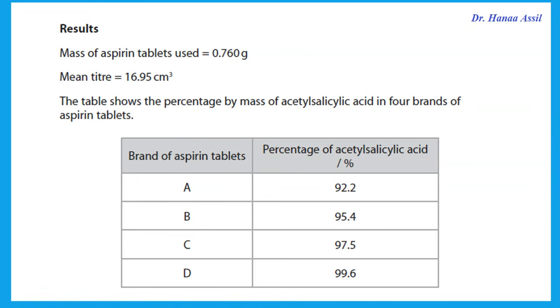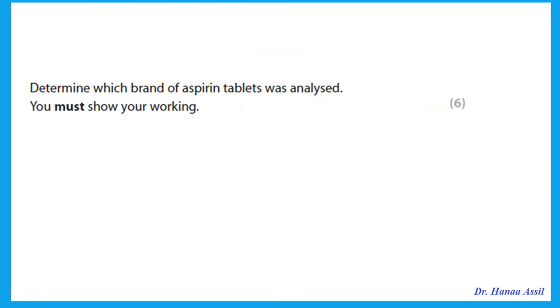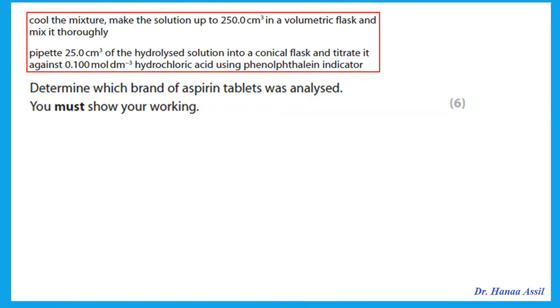And we're given that we started with 0.76 grams of aspirin, and when we titrated it with HCl, the titer was 16.95 cm³. Now, we repeated this with different brands of aspirin tablets, and these are the percentages of acetyl salicylic acid present. So the question is, for the one that we used in the experiment, determine which brand was analyzed. So look at what we're given.